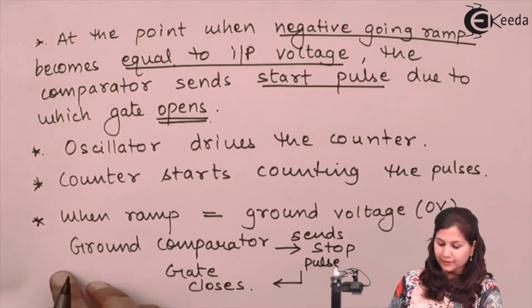So when this gate is closed, the pulses generated by the oscillator will not be allowed to pass through the gate, and then they will not be counted by the counter. So the number of pulses which have passed and been counted by the counter in the time interval between the start pulse and the stop pulse will be displayed on the digital readout device.